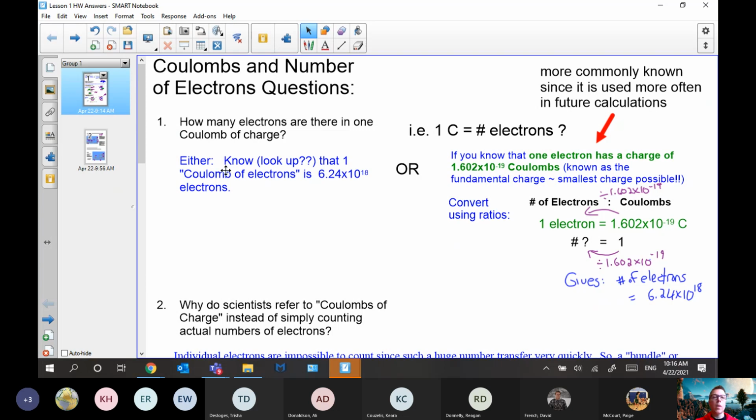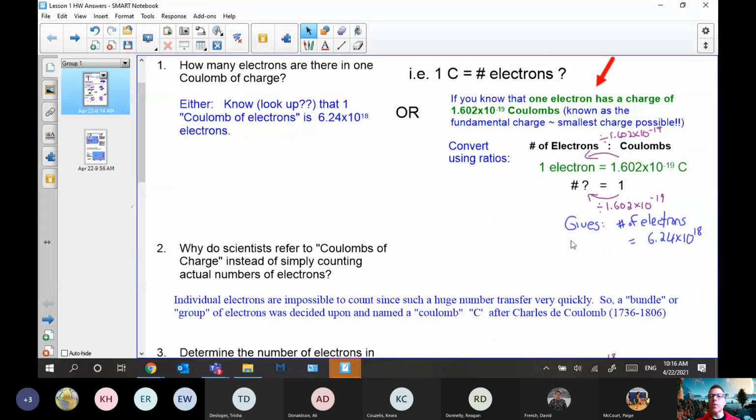So the first question was how many electrons are there in 1 Coulomb charge? Obviously, you either just know or look up the answer that it's 6.24 times 10 to the 18 electrons. But the more useful answer going forward, because it's the kind of calculations you're going to be doing, is to remember that one electron has a charge of 1.602 times 10 to the negative 19 coulombs, which is the fundamental charge, the smallest charge possible. It's a very significant thing. So it has more importance than this 6.24 number in my experience.